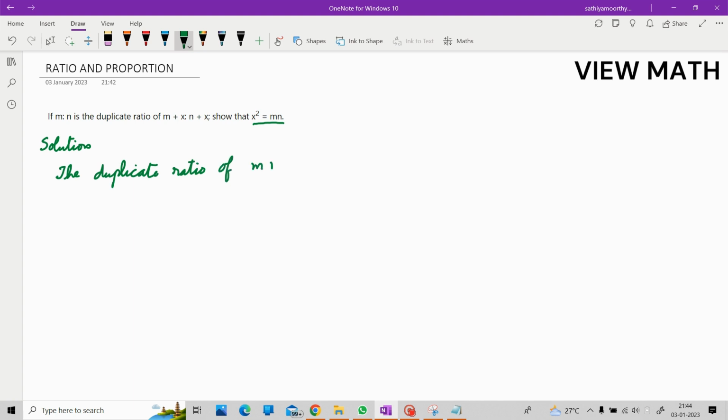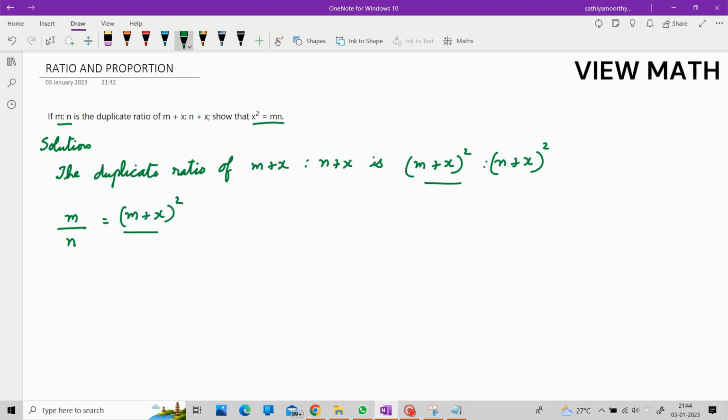of (m + x) : (n + x) is (m + x) the whole square : (n + x) the whole square. Now I am going to equate the duplicate ratio to m : n, because m : n is a duplicate ratio of (m + x) : (n + x) as given. So I'm going to equate it. So m by n is equal to (m + x) the whole square by (n + x) the whole square.